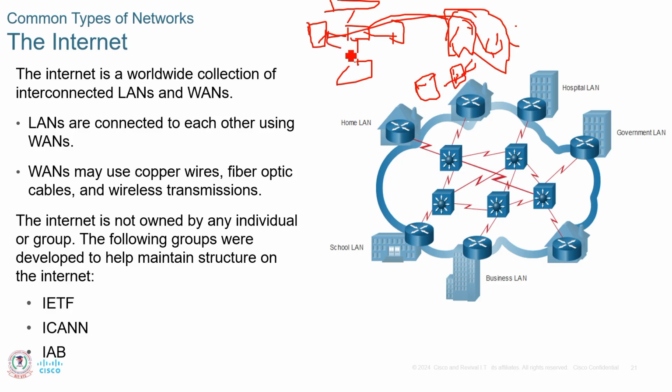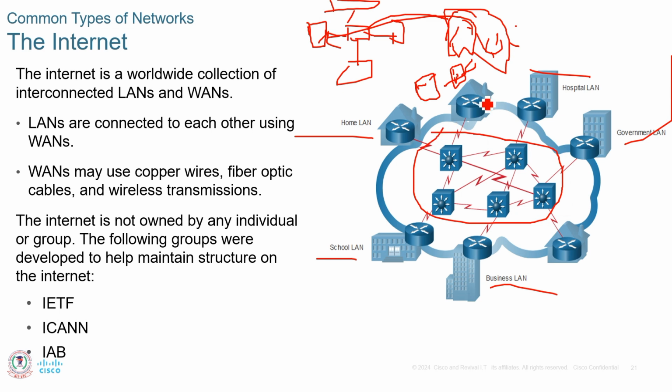So the internet is an interconnection of different networks. You can see from here: this is LAN A, this is a school, this is a business LAN, this is a government LAN, this is a hospital, and all of them are interconnected through an ISP, an internet service provider.